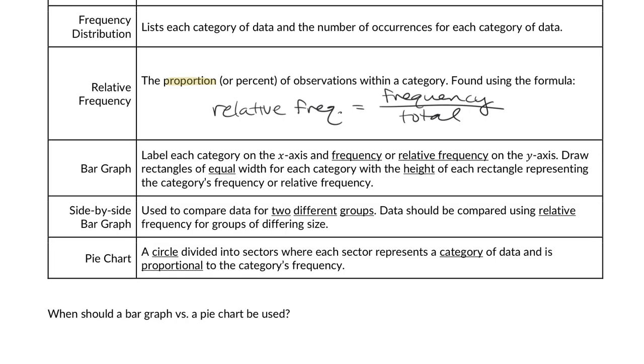Definitions of bar graph, side-by-side bar graph, and pie chart follow. We kind of get them. A bar graph, you will label each category on the x-axis and frequency or relative frequency on the y-axis. You draw rectangles of equal width, unless you're me and can't draw something equal width to save their life, with the height of each rectangle representing the category's frequency or relative frequency. When it's side by side, you're comparing data for two different groups. And a pie chart is a circle divided into sectors where each sector represents a category of data and is proportional to the category's frequency.